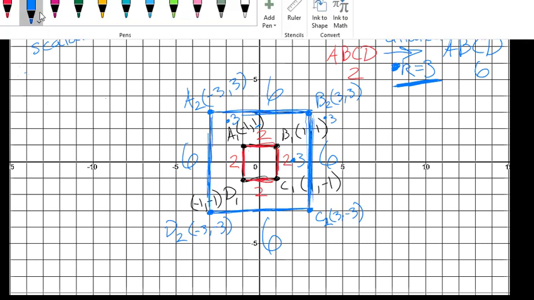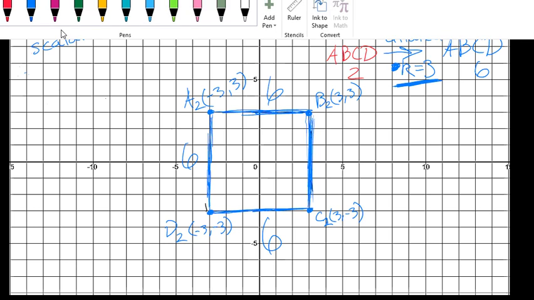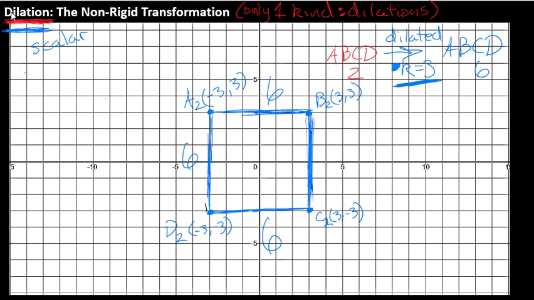Now, what if I wanted to go back smaller? What if I wanted a smaller square? In other words, what if my scalar was less than 1? Okay, so what if I dilated this square by, let's see, what could I dilate by?